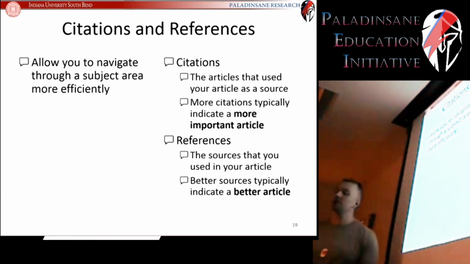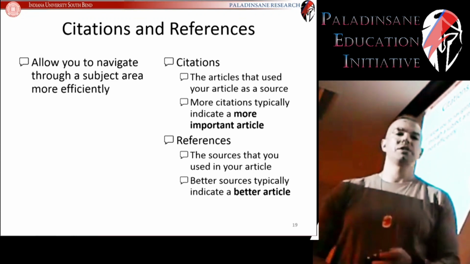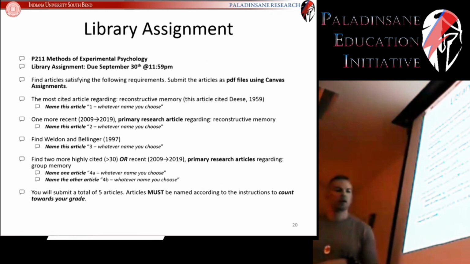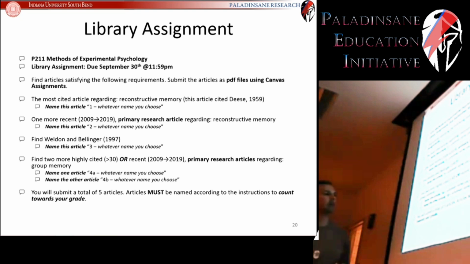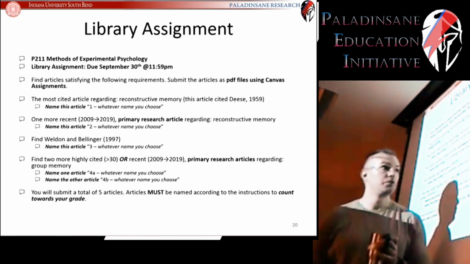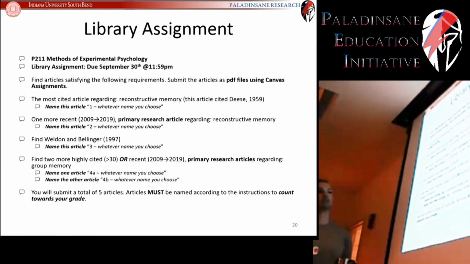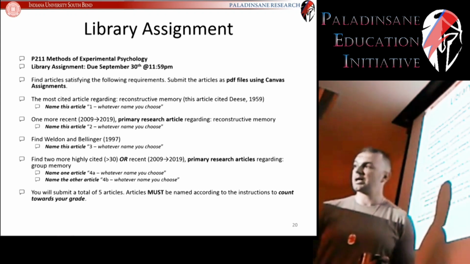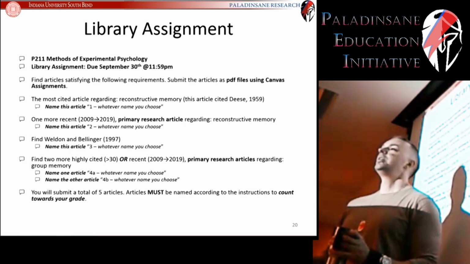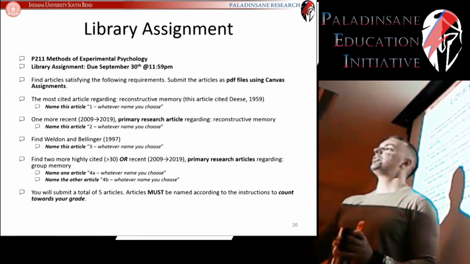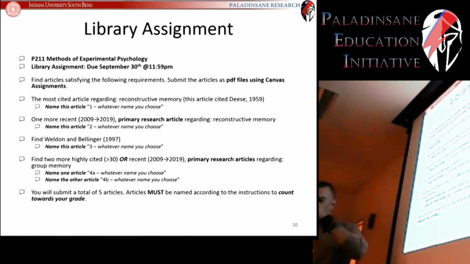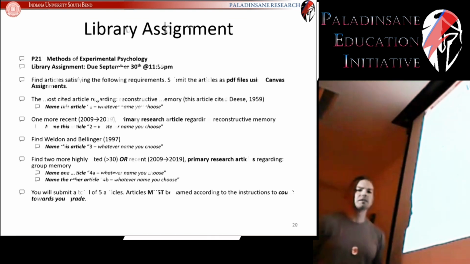Find the most highly cited article, find an article with 30 or more citations in our library assignment. All right, so that's a preview of your library assignment. Do review how to find primary research articles, because we will encounter a lot of secondary research articles doing this assignment. Those will not count for this assignment. You need to find those primary research articles. All right, that's a library assignment.